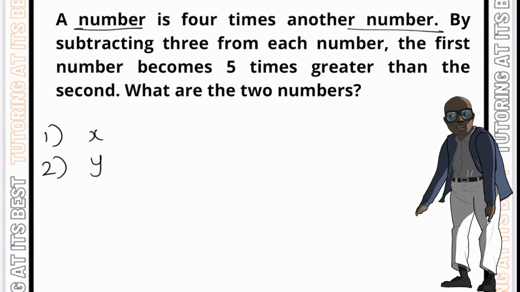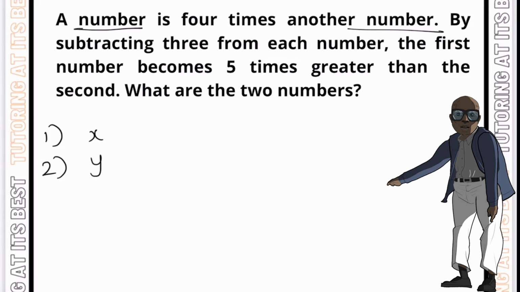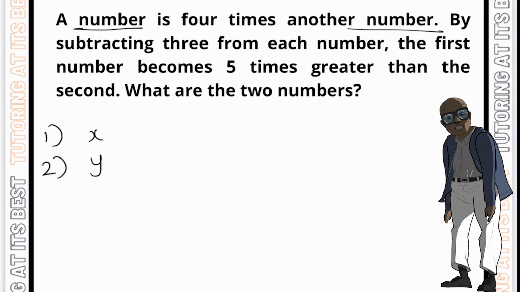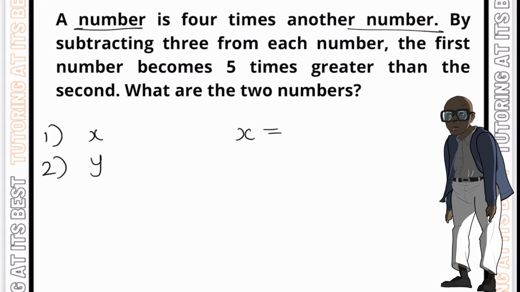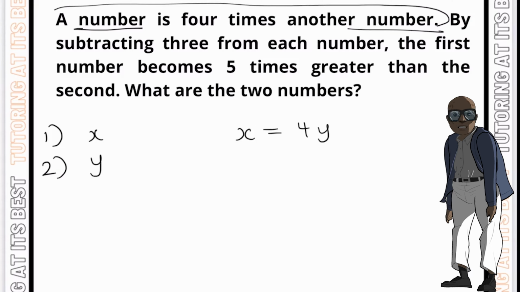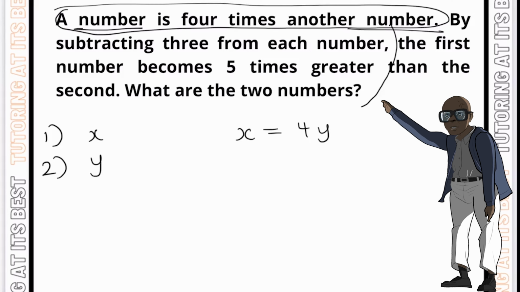And then we have 2 equations based on the information given. Since a number is 4 times another number, we'll have x equals 4y. So that's our first sentence put into play here.